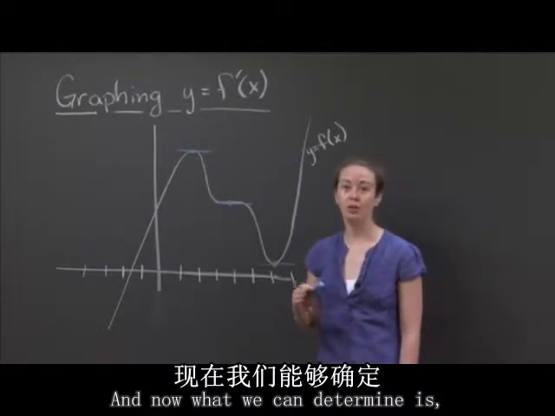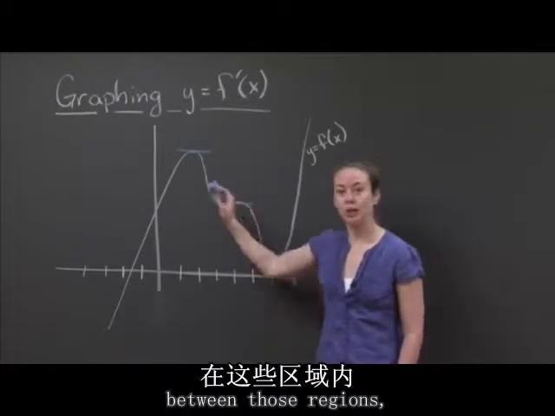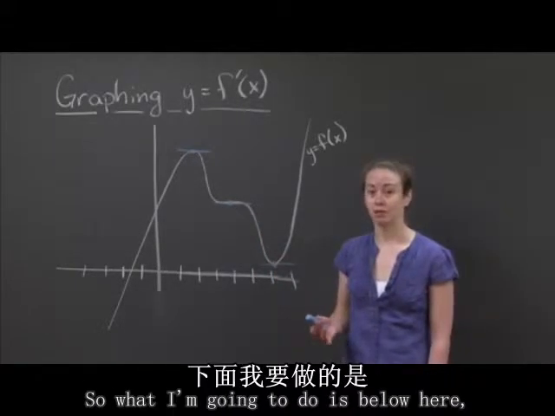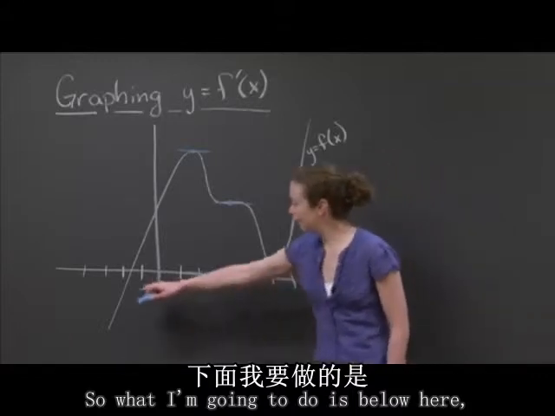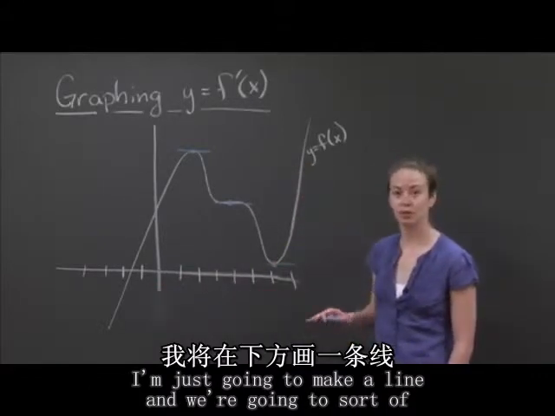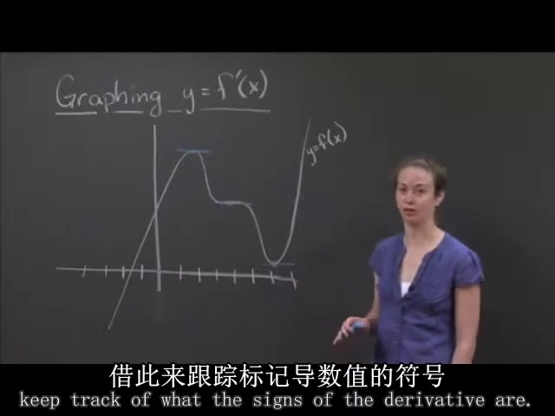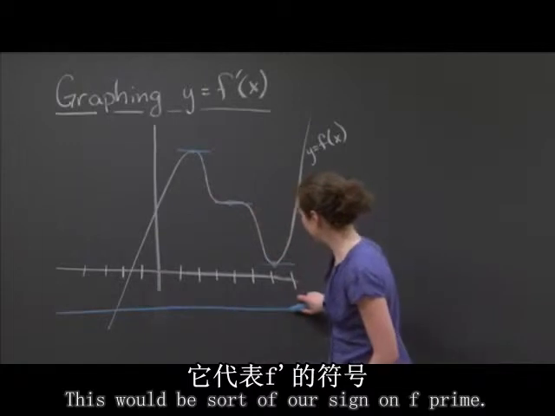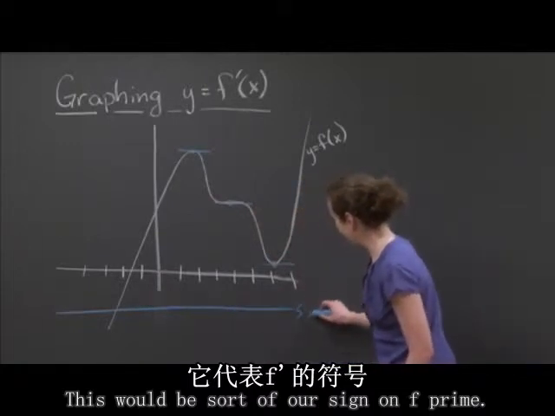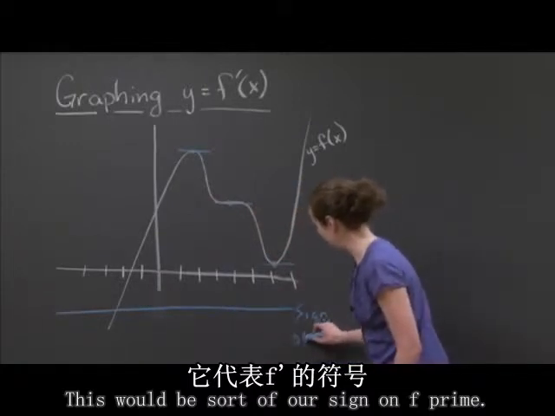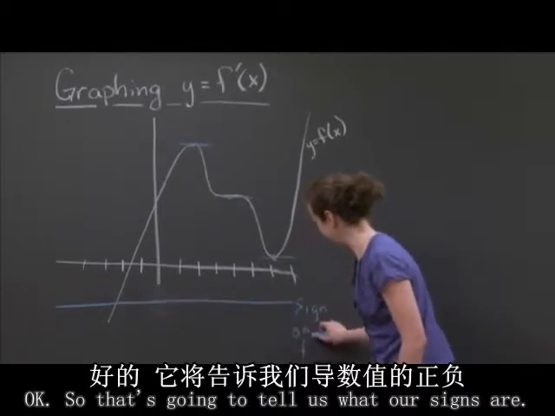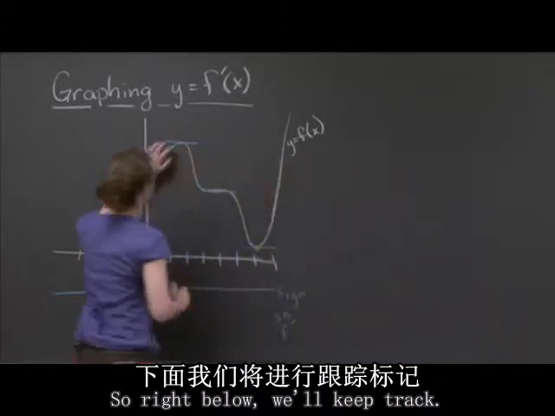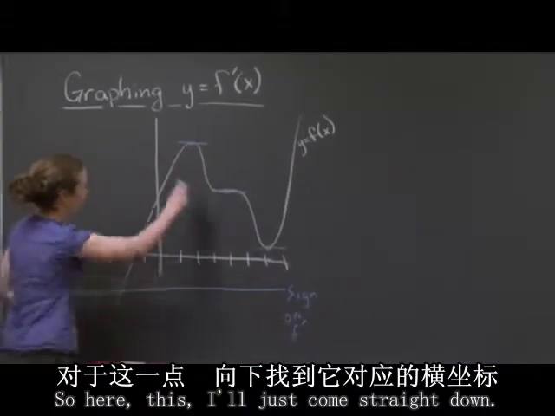And now what we can determine is, between those regions, where are the values of the derivative positive and negative? So below here, I'm just going to make a line, and we're going to keep track of what the signs of the derivative are. This will be our sign on f prime. That's going to tell us what our signs are. So right below, we'll keep track. Here, I'll just come straight down.